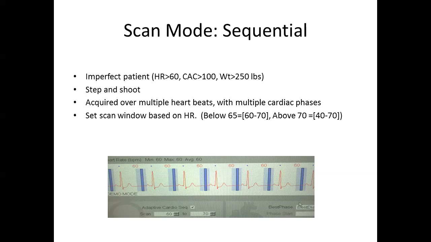We'll set the scan window based on the heart rate. The techs already have these instructions. If the heart rate's below 60, then you're opening up, as you can see here, radiating and acquiring images at 60 to 70% of the RR interval. As your heart rate goes higher, remember, the more still part is in systole, so we try to get that 40% in there too. So then we'll open up 40 to 70%. But radiation goes up with that too.